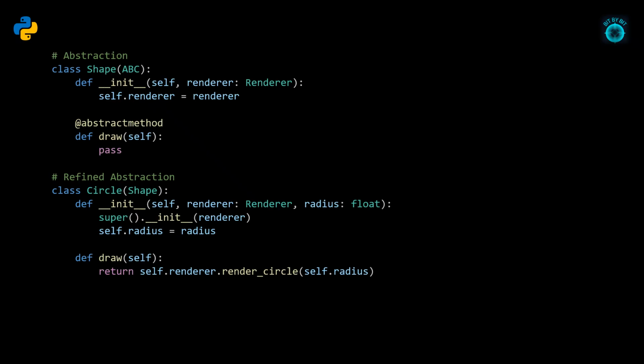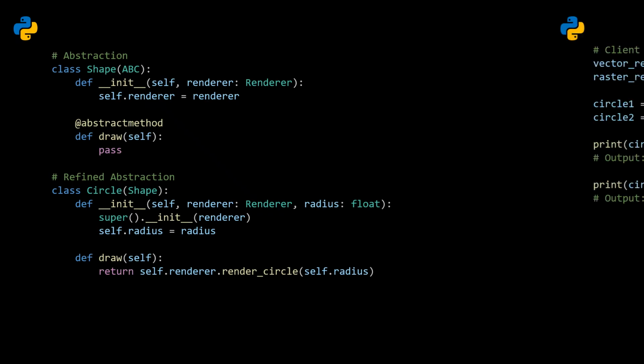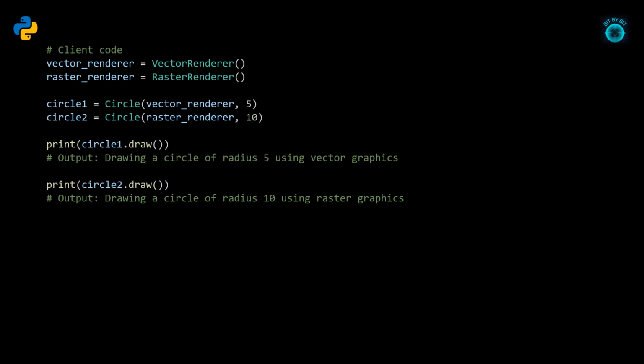We then define a refined abstraction called circle, which inherits from shape and stores the circle's radius. In the draw method, the circle calls the render circle method on the renderer it was given, whether vector or raster. In the client code, we create two renderers, one vector and one raster. We then create two circle objects. One uses the vector renderer with a radius of 5, and the other uses the raster renderer with a radius of 10.